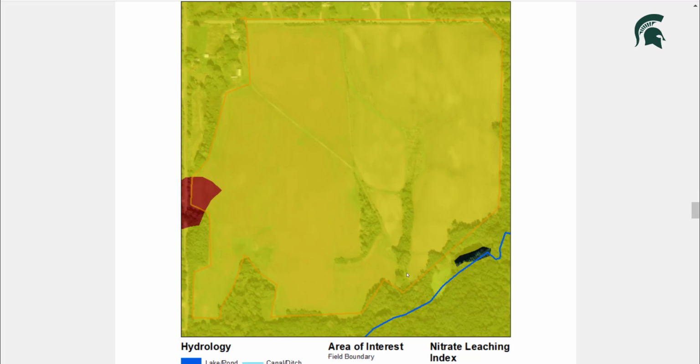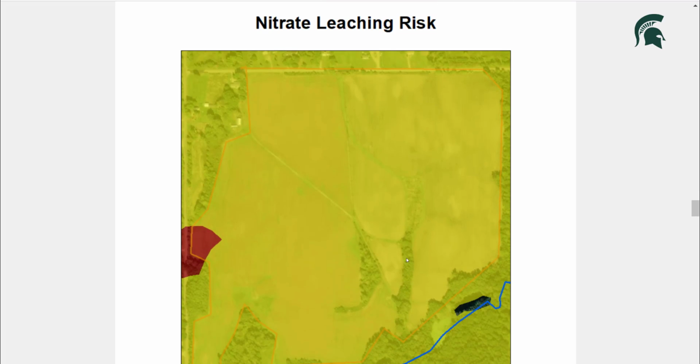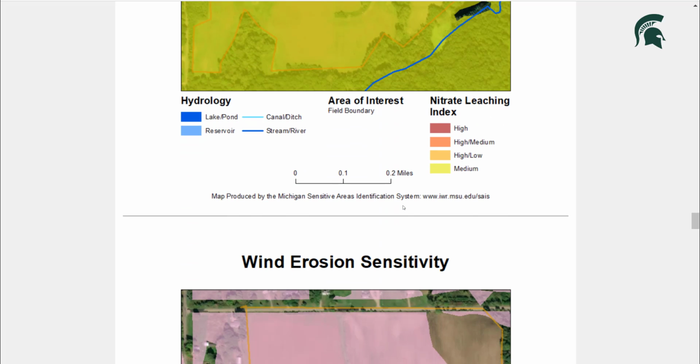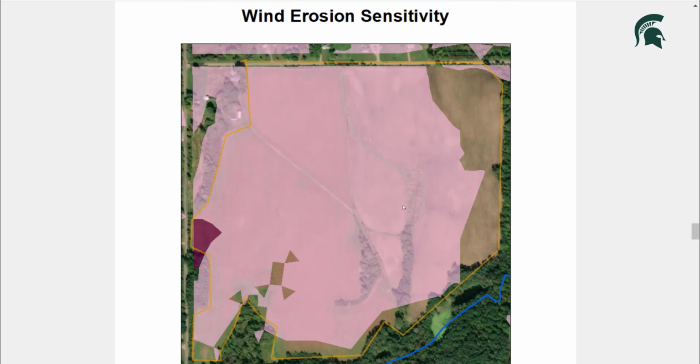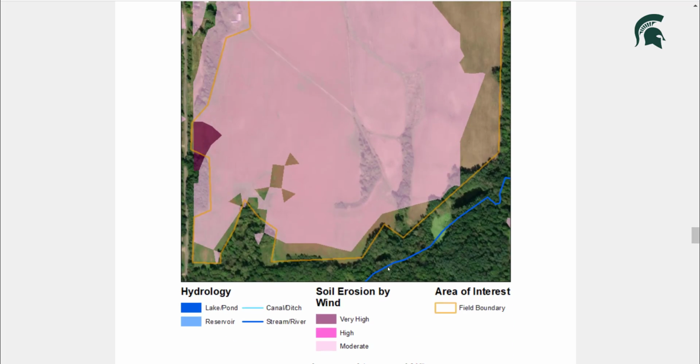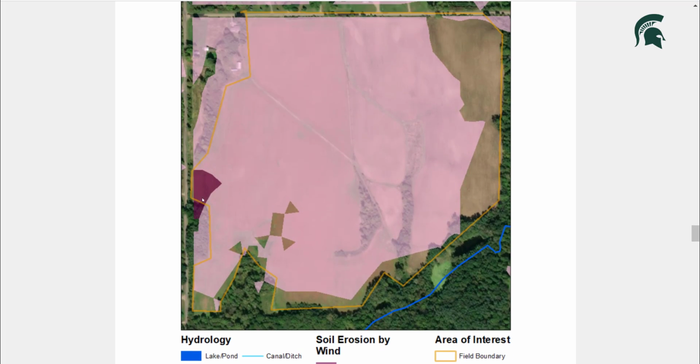The next map is nitrate leaching risk. You can see that it's usually based on soil type. This soil type is a medium risk for nitrate leaching. Wind erosion sensitivity. You saw in the last map that there's this little piece of sand over here on this hill that's of high nitrate leaching, and you can also see it over here. There's a very high risk of losing this soil by wind.